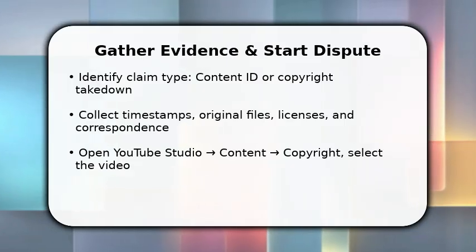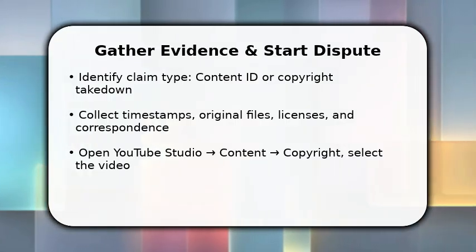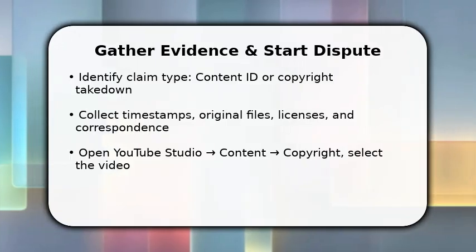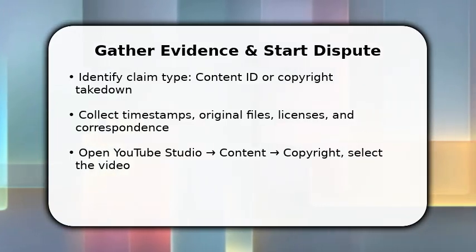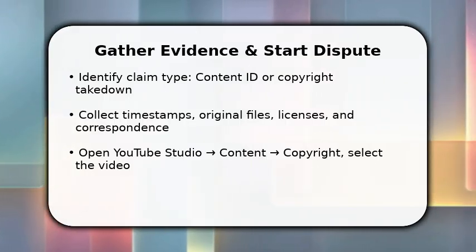You begin by confirming the claim type, content ID, or copyright takedown because the path differs. Once identified, gather your proof: original project files, licenses, purchase receipts, timestamps showing your changes, and any prior permissions.